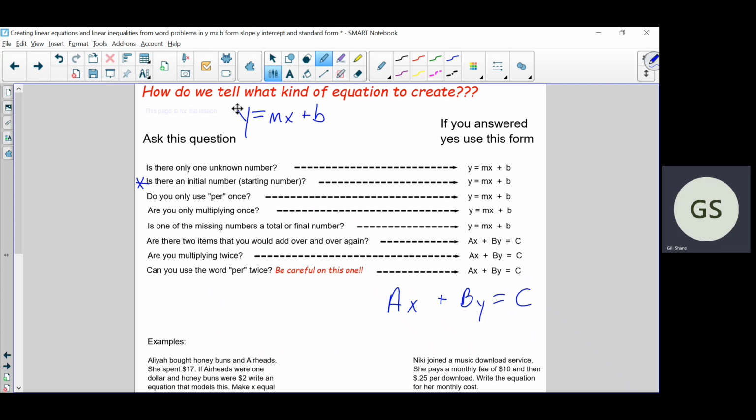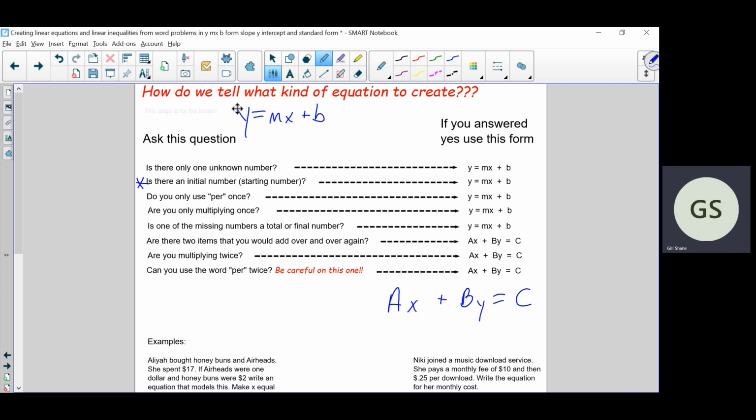So again, the 5 centimeters was a starting number. We weren't going to use the 5 again. That's where we start, and then we're going to add to that. You won't ever use the starting number again. You'll just use it one time, and then you're done with it. You'll keep adding to it, but you won't use that number again. That's how you know it's an initial number.